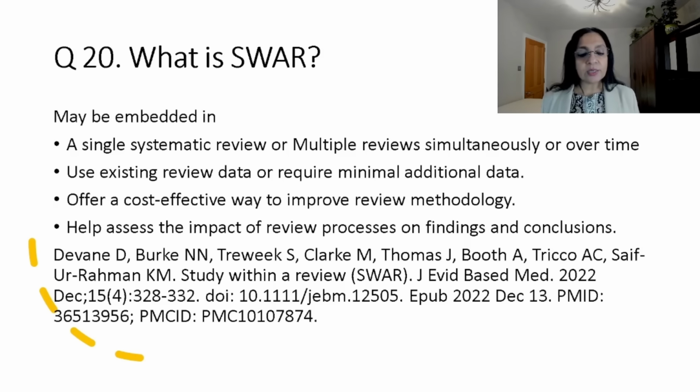It offers a cost-effective way to improve review methodology, because anyway the systematic review is done. So we are undertaking another methodological study to improve the process. So we don't have to do a completely new systematic review for that. So it's a cost-effective way. It helps to assess the impact of the review process on findings and conclusions. So this is what is called a SWAR.